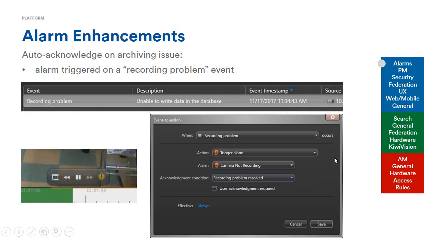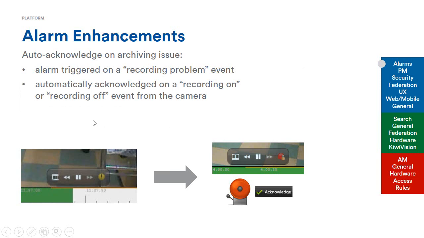What we can do is trigger an alarm based on this event, of course. So we get the recording problem event, and we trigger an alarm, camera not recording. And then what we can do next is, of course, if it goes back to a regular recording state, so it goes recording on or recording off, then that is a normal state, and that's basically going to satisfy the condition that we need to acknowledge the alarm. So this means we can automatically acknowledge it, and we won't have to deal with that alarm if the problem is no longer present. So it's a nice thing to have this alarm pop up to let you know we really need to take a look at the archiver right now. But again, if you fix it, then you're not going to have to go through and acknowledge all these alarms.